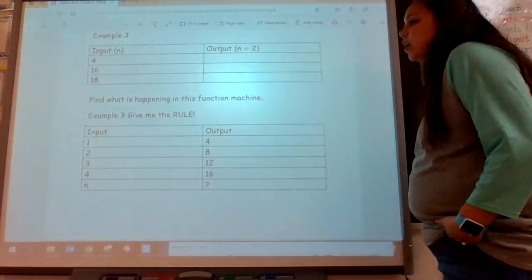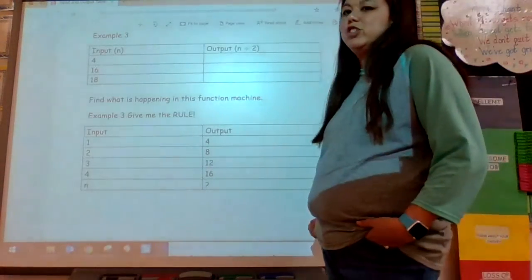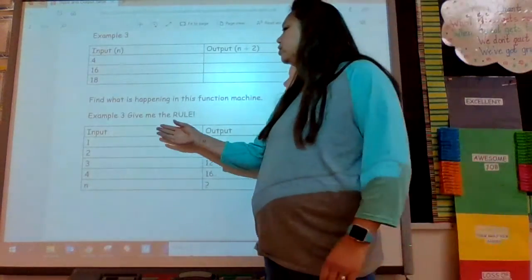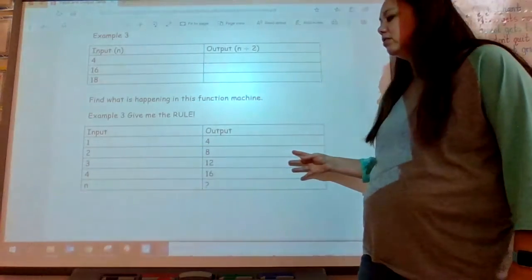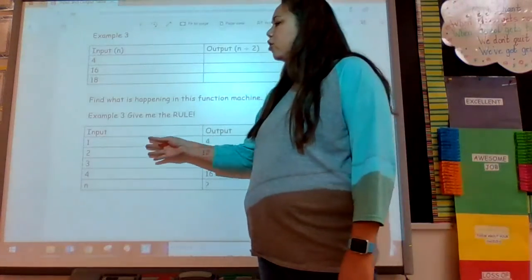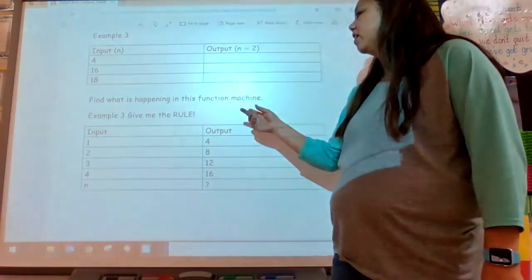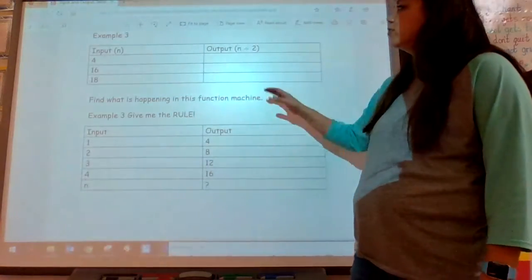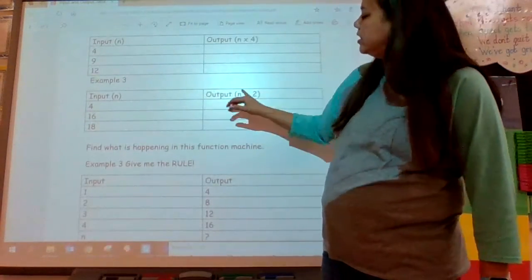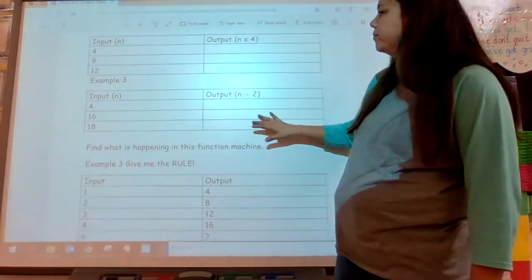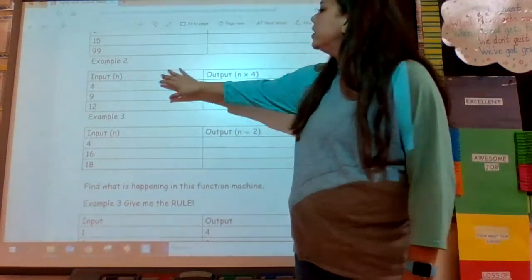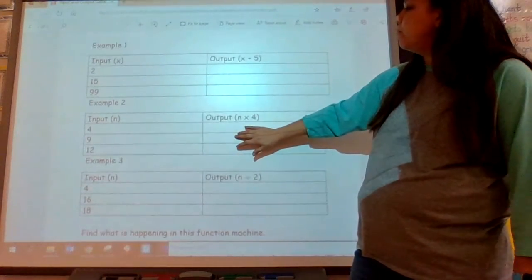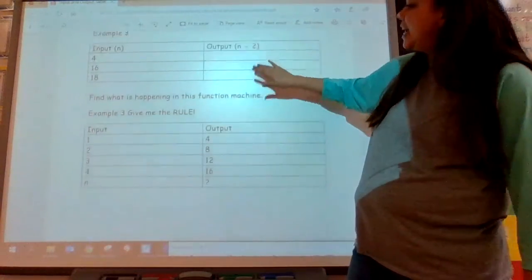Now this one's so interesting, and I find it kind of neat because of the way that they do things. But we're going to look at this. This chart is filled out. So in this chart, they want us to find that rule. Give me the rule. What's that function inside here? So if we looked up here, the rule was n divided by 2. We looked at this one. We took our unknown, and every number we put in, we multiplied it by 4. On the top one, we added 5.